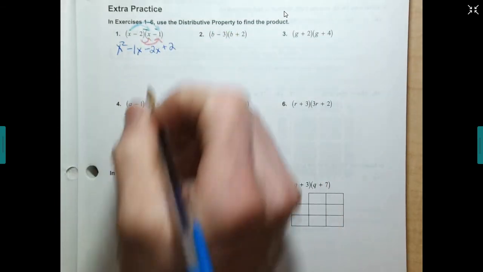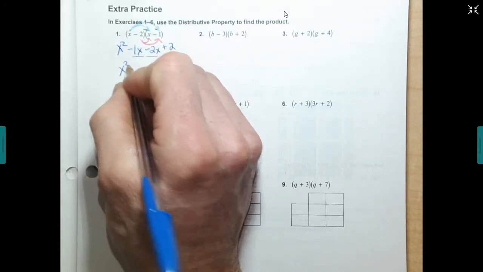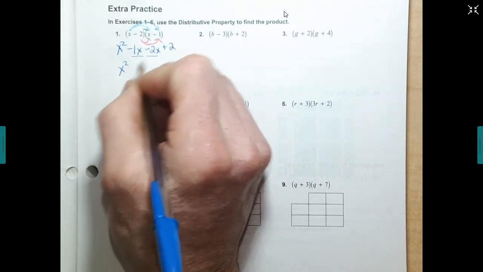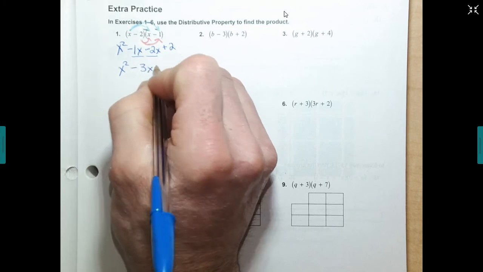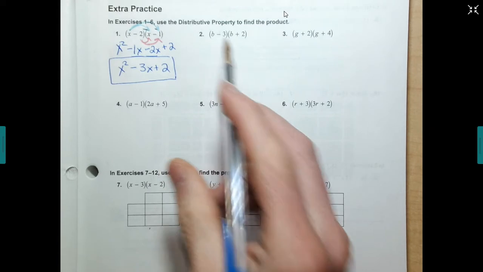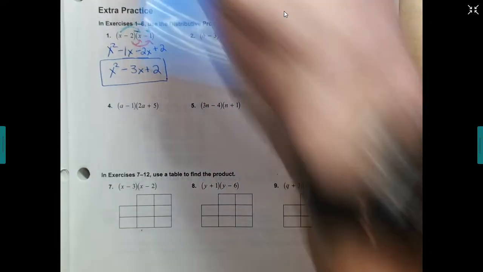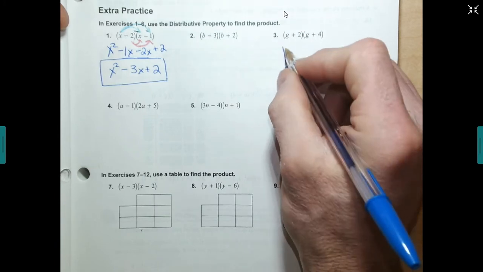And then I'm not done. I have to simplify. I have to combine my like terms. So I have x squared, -1x minus 2x is -3x plus 2. There you go. Give number 2 a try. See how you do. Number 3, I'll do boxcar troll method.